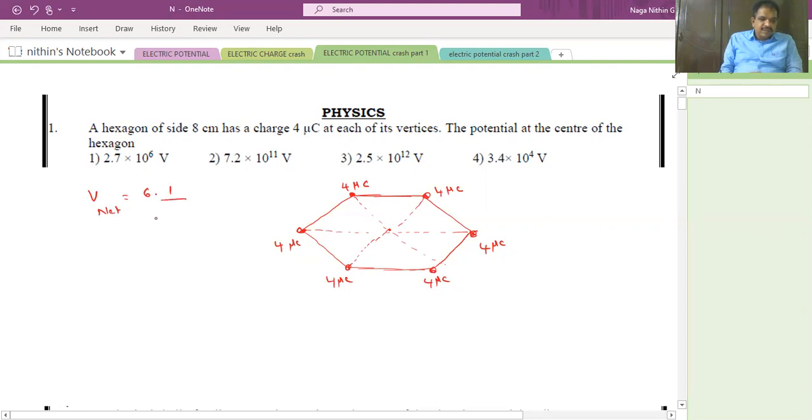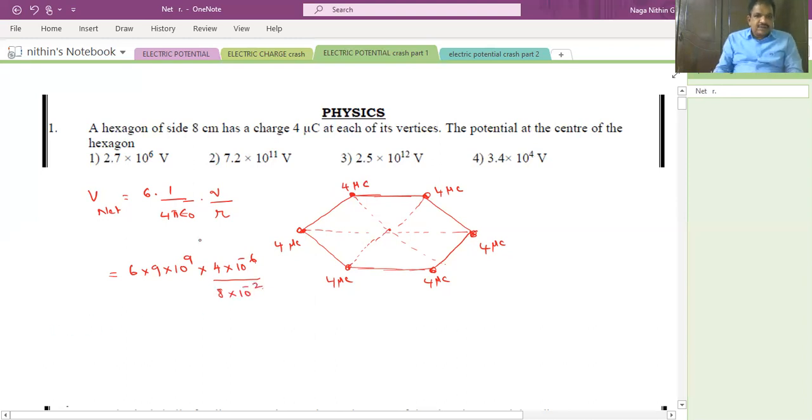1 by 4 pi epsilon naught, potential due to a point charge, 1 by 4 pi epsilon naught Q by R. So that is the formula for it. So here this value is equal to 6 into 1 by 4 pi epsilon naught value 9 into 10 power 9. Charge value 4 microcoulombs, 4 into 10 power minus 6. Distance will be 8 centimeter, 8 into 10 power minus 2.